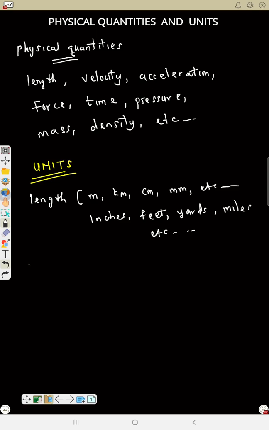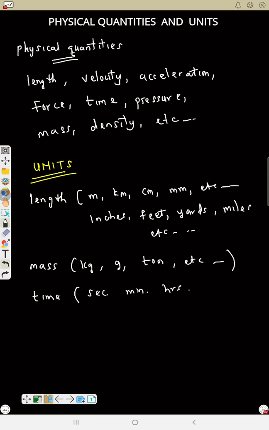Now the unit of measurement of mass can be kilogram, gram, ton, etc. And the unit of measurement of time can be second, minutes, hours, etc. So all these are units.